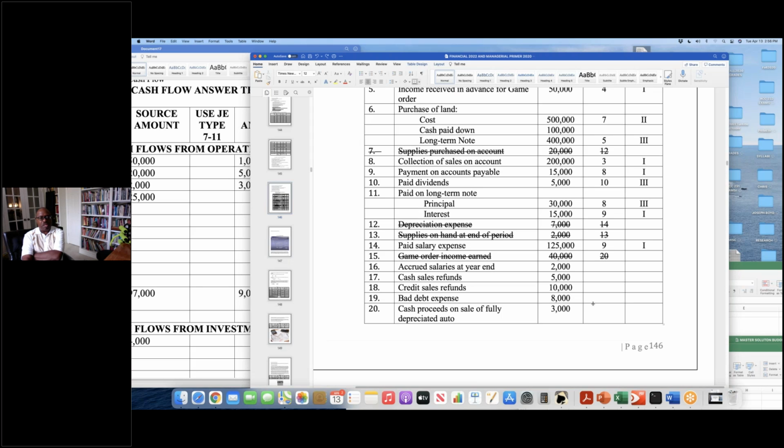And since it's not 1 through 11, what do we got to do? So this is 19, right? What do we got to do? Cross it out. Match it out. Cash sales refund. Type Number 11. 11. So what part is it going to go on? One. That's correct.